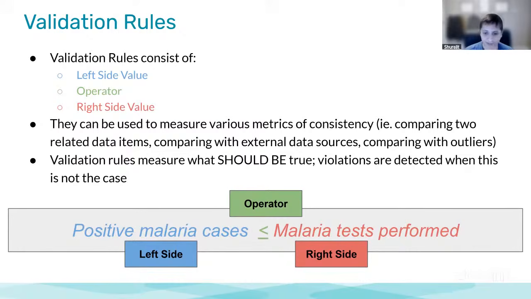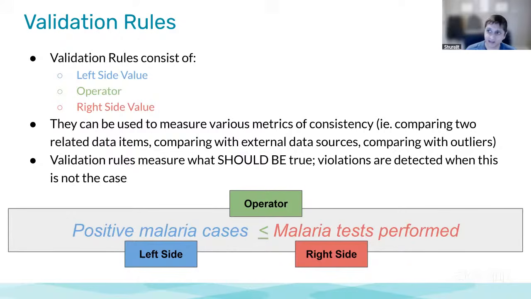Okay, so in my example here, I have positive malaria cases should be less than or equal to the malaria tests that are performed. This is because the positive malaria cases are a subset of the malaria tests performed, right? So just logically speaking, this should always be true, right? And that's how we define our validation rules: we're defining a relationship that should always be the case.